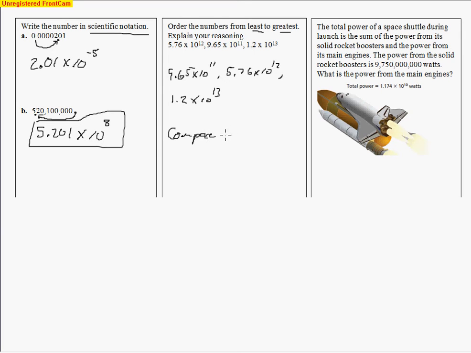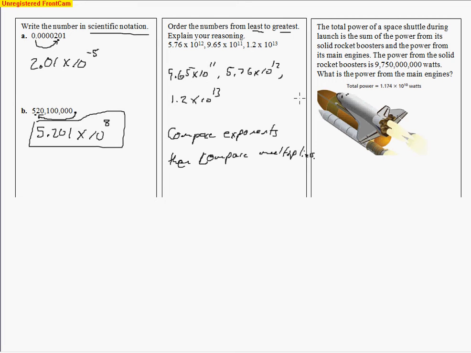Compare exponents, and whichever one is the smallest one will be the smallest number. Then compare multipliers. So if the exponents are the same, then you have to look at the multipliers to see which of the multipliers is bigger.